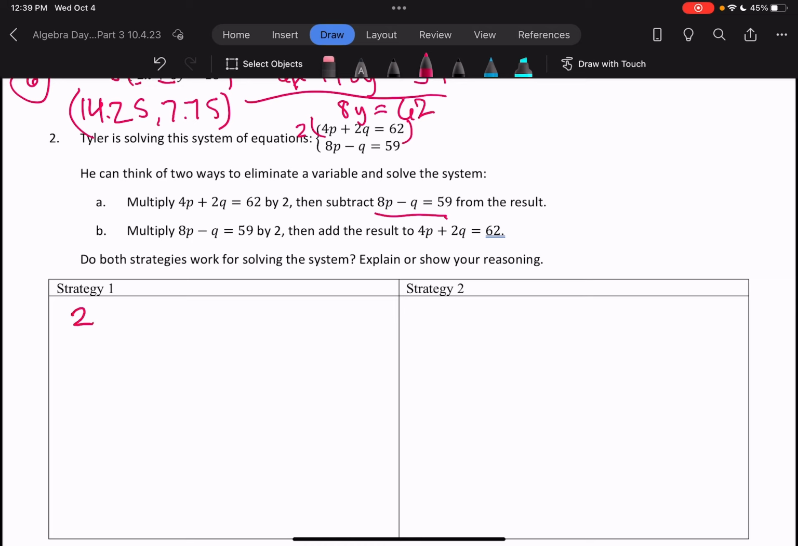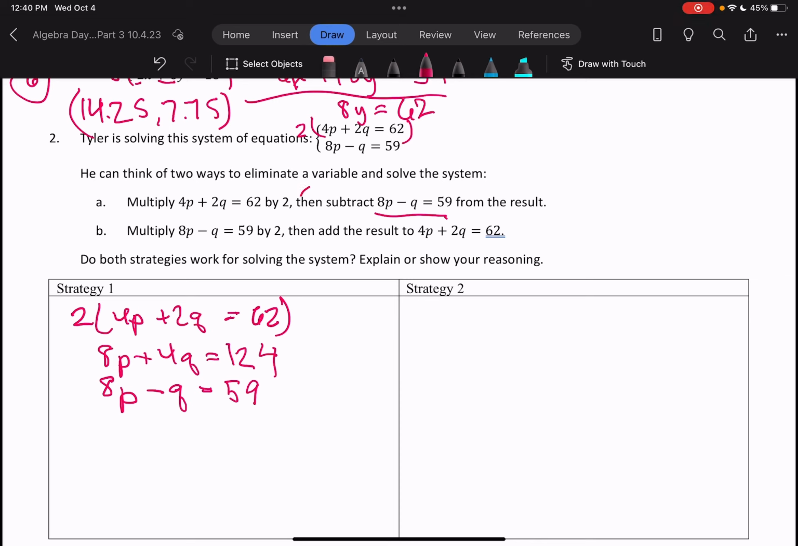Strategy 1, 2 times 4p plus 2q equals 62. Remember, we're multiplying the whole thing. I almost made a mistake there. Equals 62. And so then we're going to get 8p plus 4q equals 124. And then we will have 8p minus q equals 59.